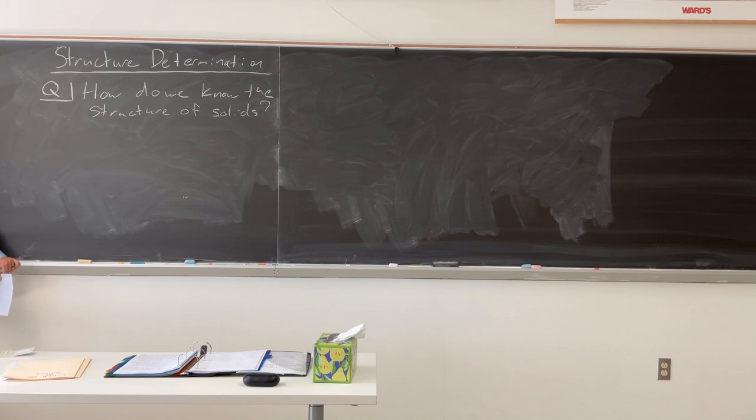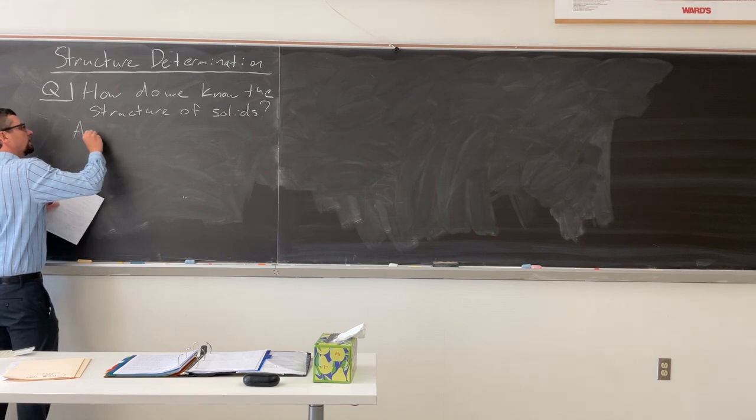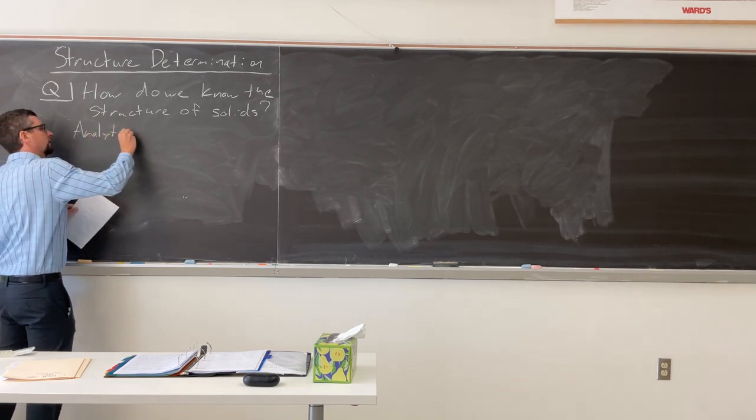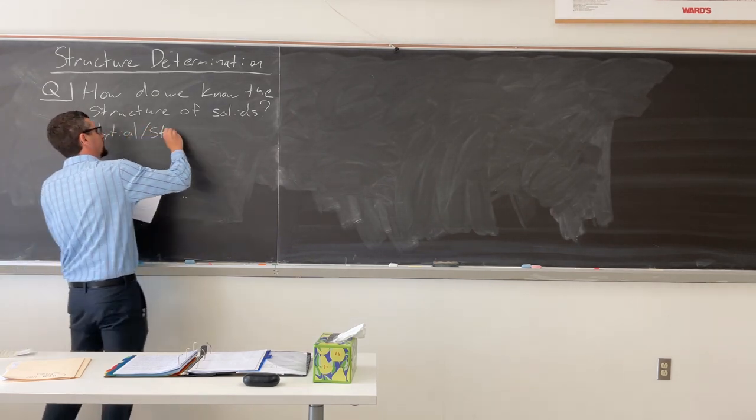This is a bit different. We're still using radiation, but in most cases it depends on scattering or absorption of stuff. That's where we get into something called diffractometry, which is a fun word to say. But we use experimental or analytical techniques to do that. So analytical structure techniques.